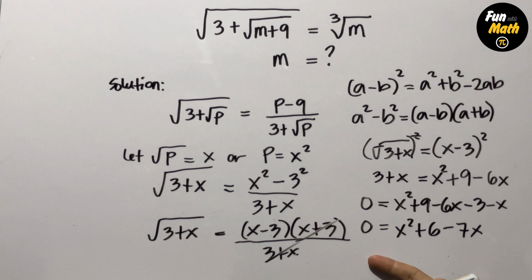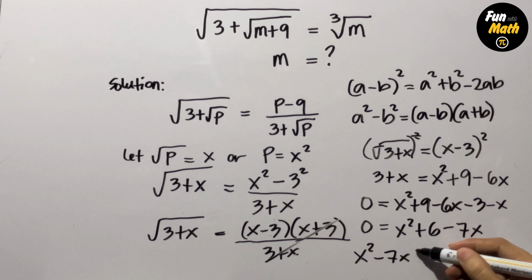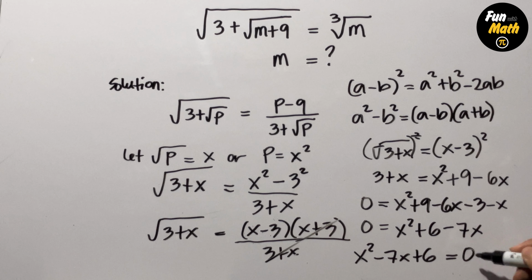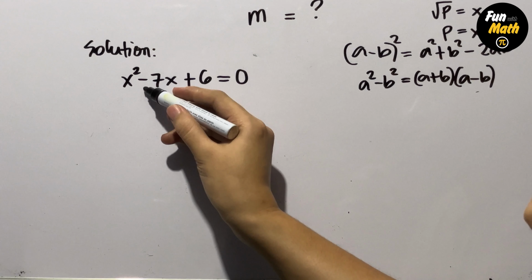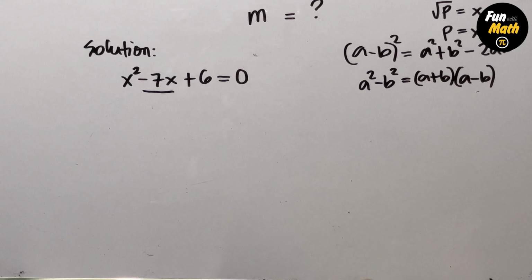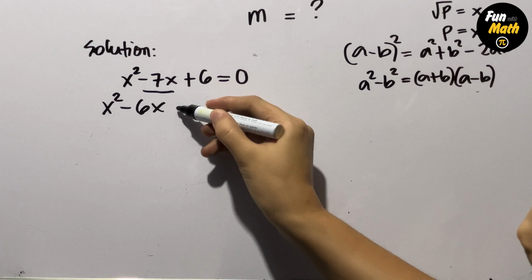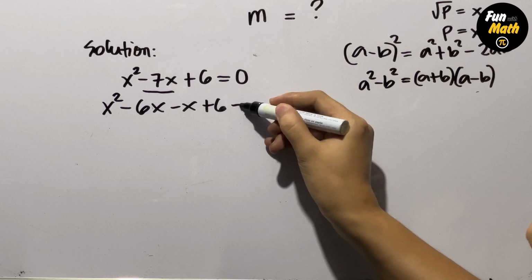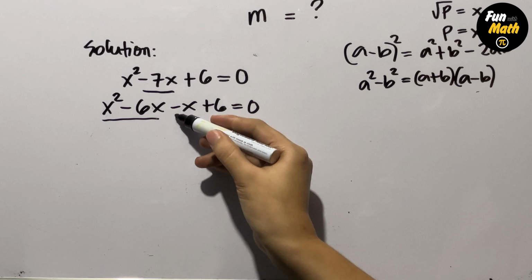Now for this, using the commutative property, we can write this as x squared minus 7x plus 6 equals 0. So this is a quadratic equation. Now, to apply the grouping and factoring, we are going to split this negative 7x into minus 6x minus x. So this is now x squared minus 6x minus x plus 6 equals 0. So grouping, this is the first group, and this is the second group.